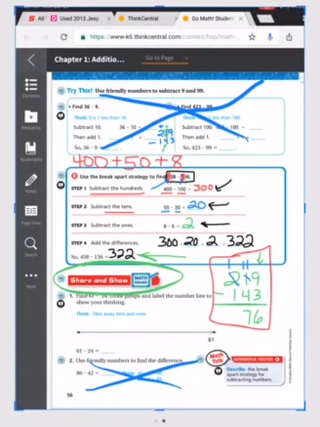Read directions closely, right? Look to see if it's a two-step problem, right? Those tend to be where most of our mistakes are. We're adding and subtracting wonderfully, but we need to follow directions maybe a little bit better, okay? So that's it for our lesson introduction today.